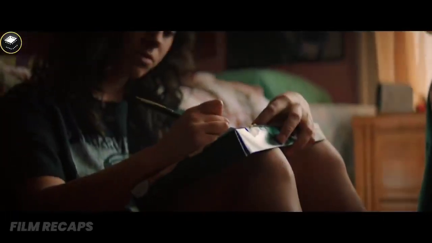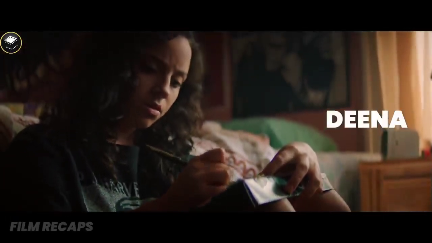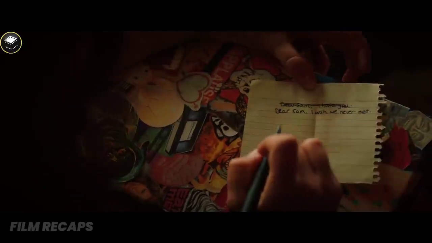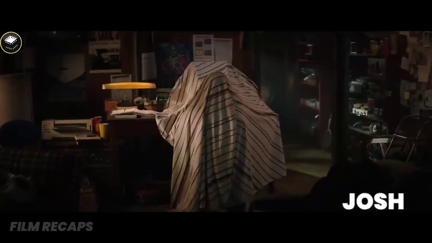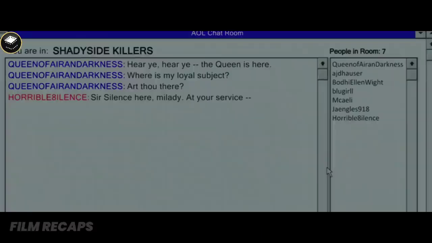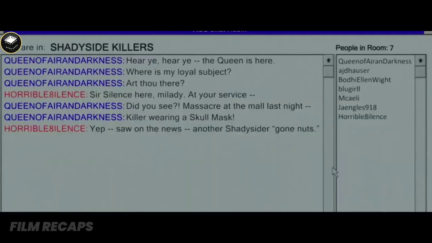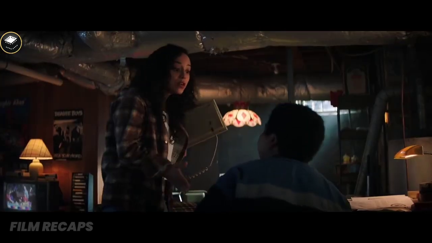In the next scene, a young girl, Dina, is shown trying to write a letter to her ex, Sam. Dina then goes downstairs where her brother, Josh, who is a horror and mystery nerd, is chatting in an online forum about the killing spree that occurred last night in their town, Shadyside. Josh and the person he's chatting with on the forum agree that Sarah Fier, the infamous Shadyside witch, is back for revenge again. A few moments later, Dina gets him off the computer and they get into an argument.